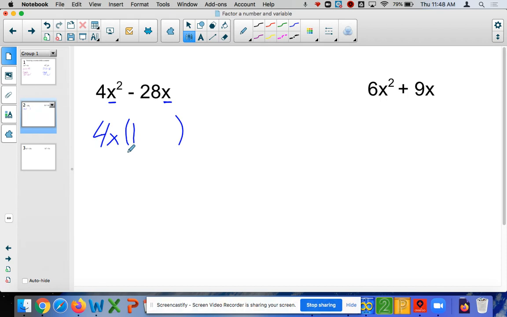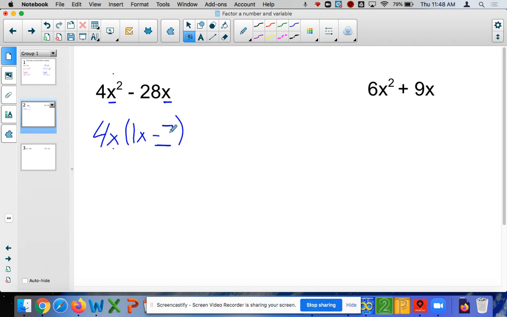X times what gets you x squared? Here I've got 1x, here I've got 2 of them. So I need to put an x there. Now we ask ourselves, 4 times what gets you negative 28? In other words, negative 28 divided by 4 goes right here. And what is negative 28 divided by 4?